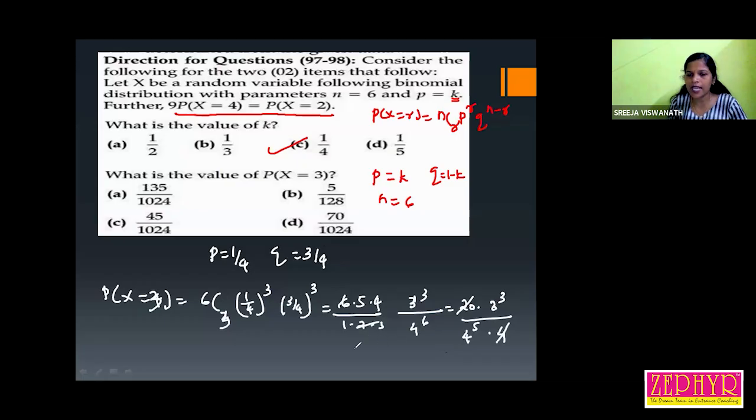4 and 20 are cancelled. So we get 5 into 3 cube divided by 4 raised to 5 is 1024. That is 135 divided by 1024. Option A. 135 divided by 1024. Any doubt?